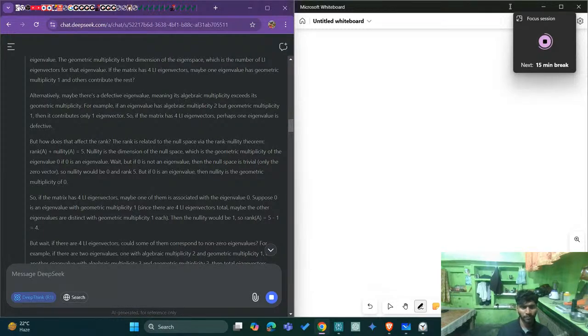If 0 is an eigenvalue, wait. But if 0 is not an eigenvalue, then the null space is trivial, only the 0 vector. So nullity would be 0 and rank is equal to 5. How is this possible? But if 0 is an eigenvalue, the nullity is the geometric multiplicity of 0. No, this is not correct. But if 0 is not an eigenvalue, wait a minute. Nullity is the dimension of the null space, which is the geometric multiplicity.